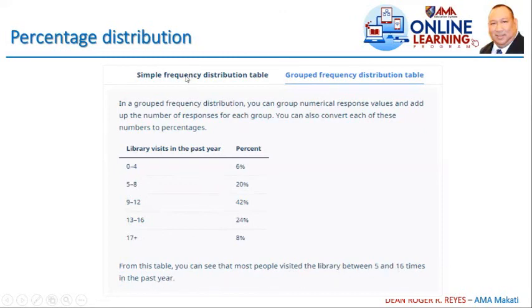So pwedeng simple frequency, pwedeng group frequency, and percentage distribution table. Tawag dito, percentage distribution. Yung kanina, frequency distribution.